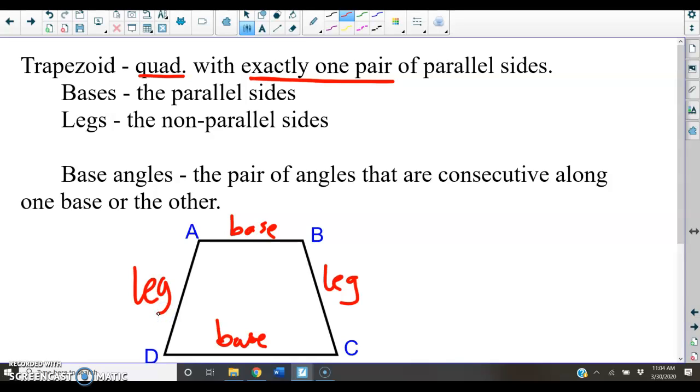Base angles: you have two pairs of base angles on each trapezoid. Base angles are those that are on either end of a base. So we have two pairs of base angles. Now, I should not have marked them the same. They could be different. We're going to take a look at isosceles trapezoids, and then they are the same. But base angles means consecutive along a base.